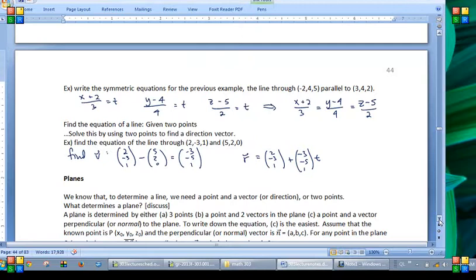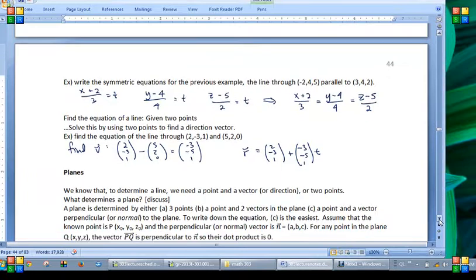Okay. So assume that the point in the plane that we know is P, x0, y0, z0, and the perpendicular or normal vector is n for normal, and that's ABC. So now we're going to derive the equation where this comes from. For any point in the plane Q, x, y, z, so this is like our R vector from before, the vector PQ is perpendicular to n. Right? Any point in the plane is perpendicular to this normal vector. So when they're perpendicular, the dot product is 0.